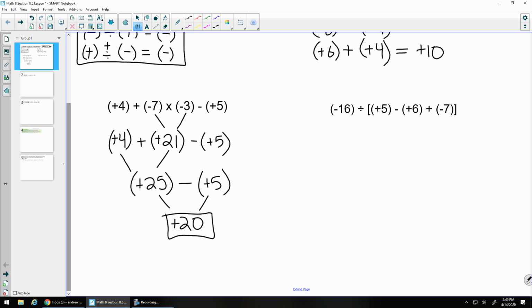Okay, so it seems like a lot of work, but it's a really safe way to just do one step at a time, connect the two things you're doing with a line, figure that out, and then bring the rest down into the same position. So the +4 was in front, I keep that in front. This +5 is being subtracted on the right, I keep that on the right.